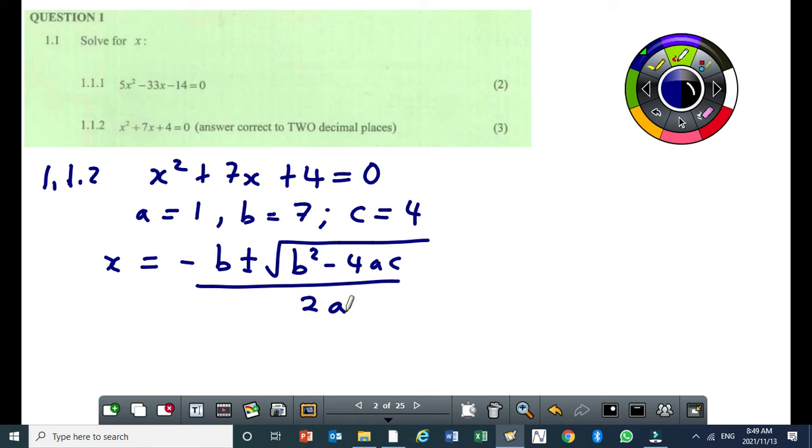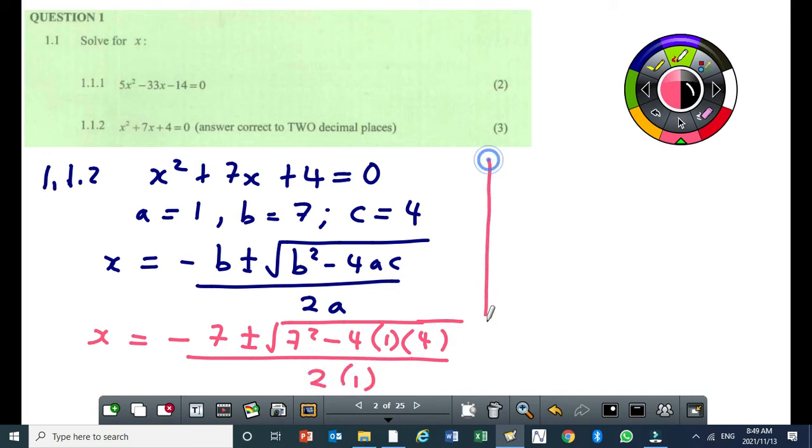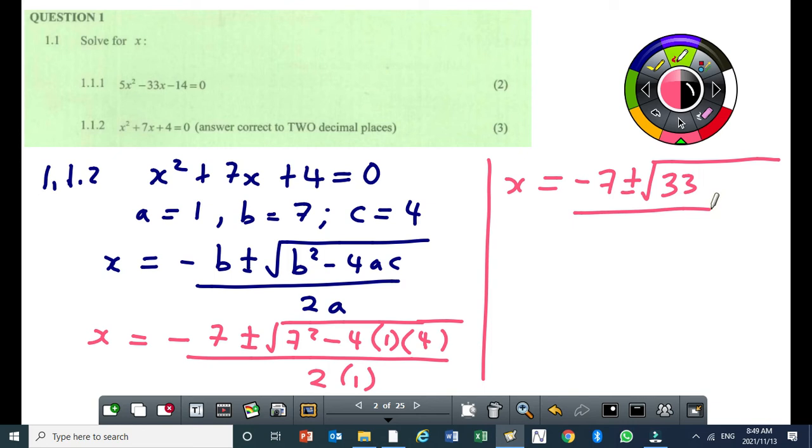Then I know my values of A, B, and C, so I'm going to substitute. You get a mark for substitution, by the way. So it would be minus 7 plus or minus the square root of b squared, that's 7 squared, minus 4 times A, which is 1, times C, which is 4. So this is all over 2 times 1. Now if you simplify this, you get x equal to minus 7 plus or minus, now 7 squared is 49, 4 times 4 is 16, so you get 49 minus 16, which will give you 33. So that is the square root of 33 over 2.